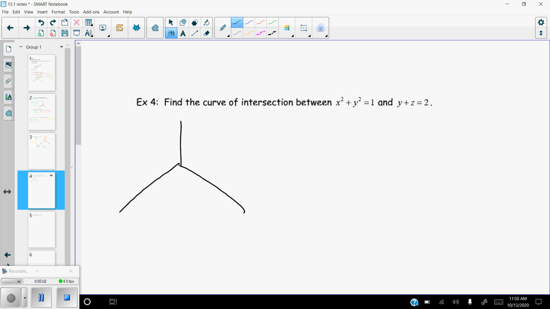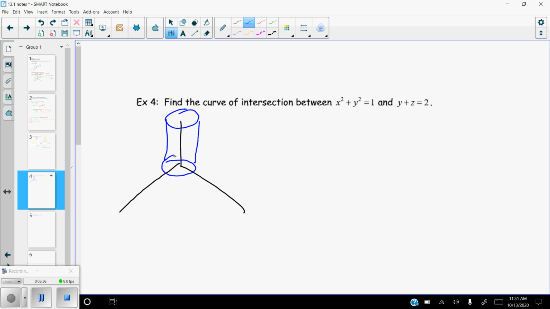X squared plus y squared equals 1 is basically a circular cylinder that is revolved around the z-axis, and it's got a radius of 1. So it's going to look something like this on the top, something like this. Not so good there. Oh, I didn't mean to do that actually. Well, whatever, I'll just draw it again. Radius of 1.